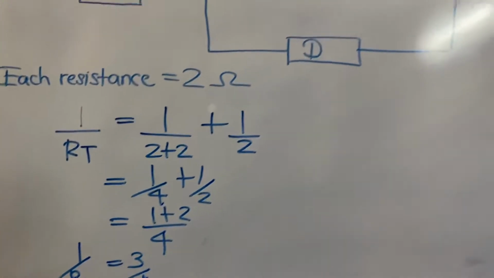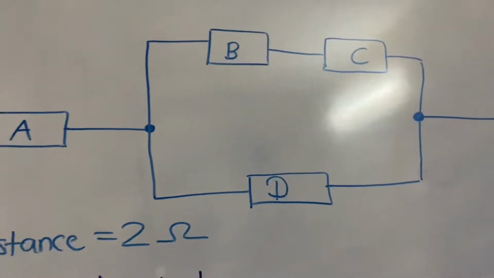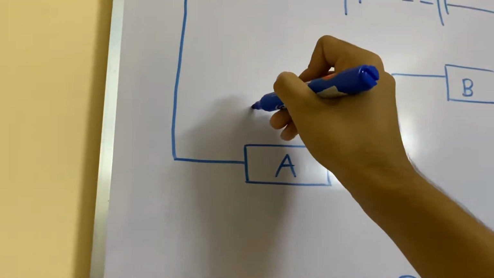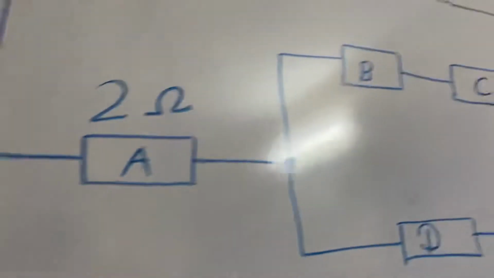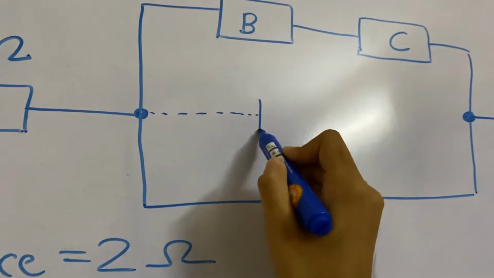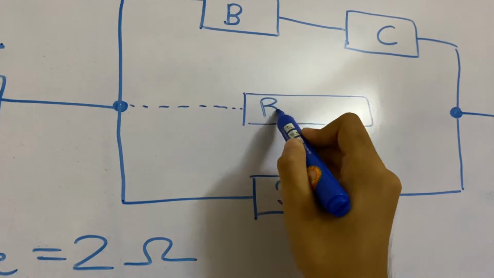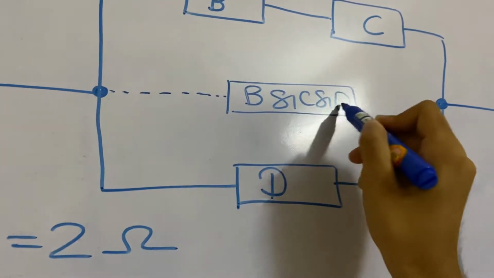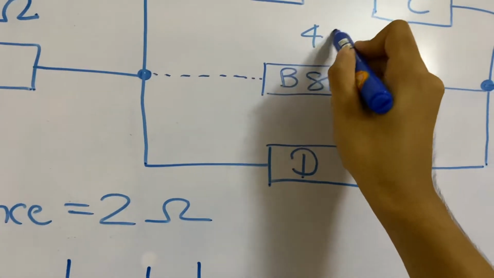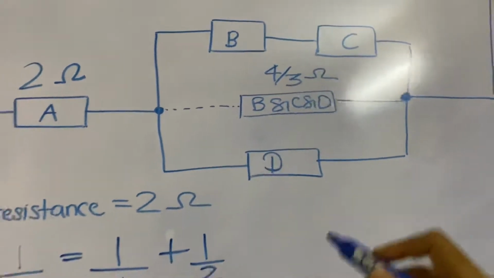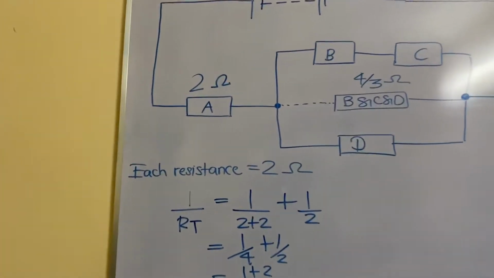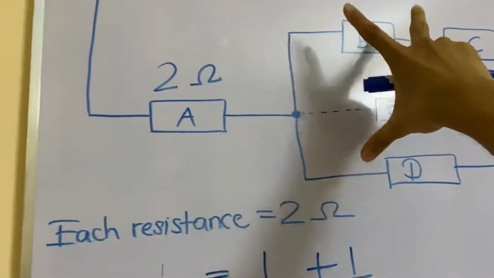So now what we have to do is find the total voltage across the circuit, right? Here the voltage is 10 volts. Now I can make this one, and I can say that all of the resistances together, B plus C plus D, is 4 by 3 ohms. So I can say that this whole circuit is 4 by 3 ohms. So using the voltage divider equation, I can find the potential difference across this circuit.